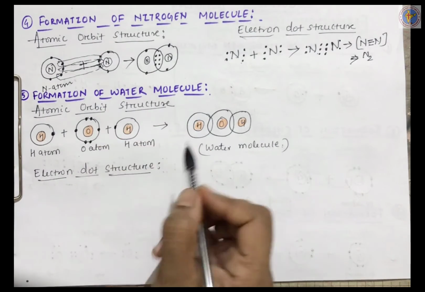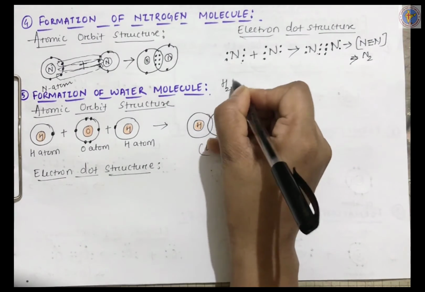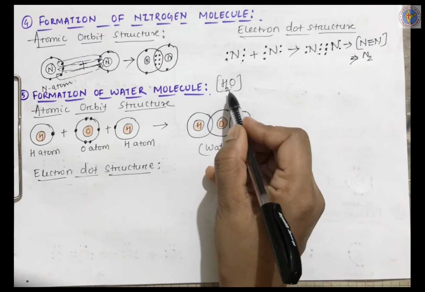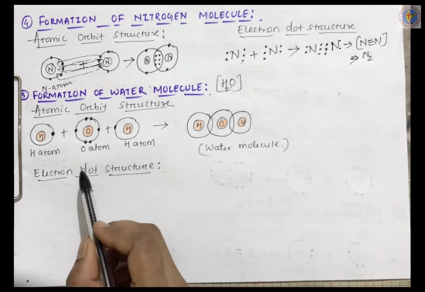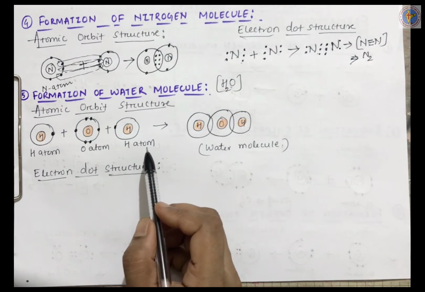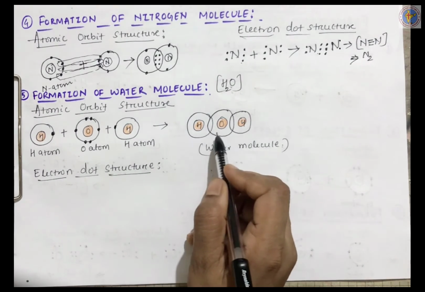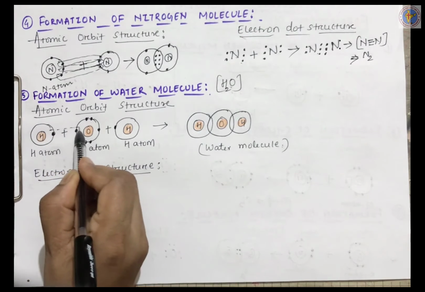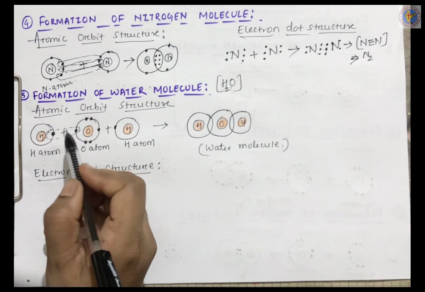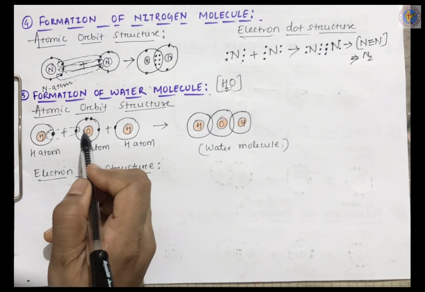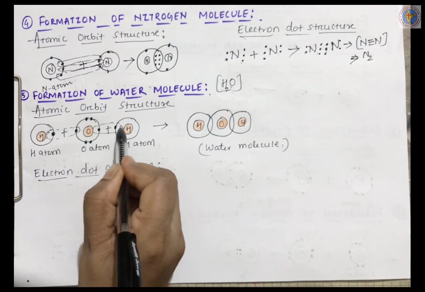So we are learning the formation of water molecule, and you know very well the formula is H2O. That means we need to take 2 hydrogen atoms and 1 oxygen atom. So we have taken like that only. Now after combination, what will happen? After combination we are getting water molecule. Since hydrogen needs 1 electron in order to attain the stable electronic configuration, the bonding will take place like this, and here the bonding will take place.